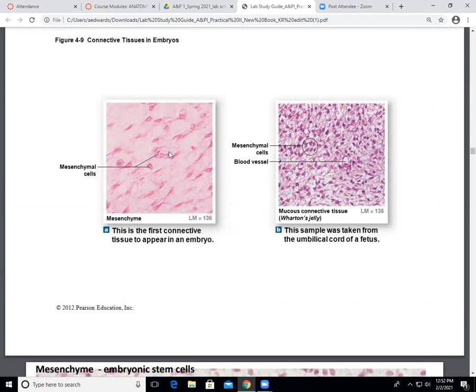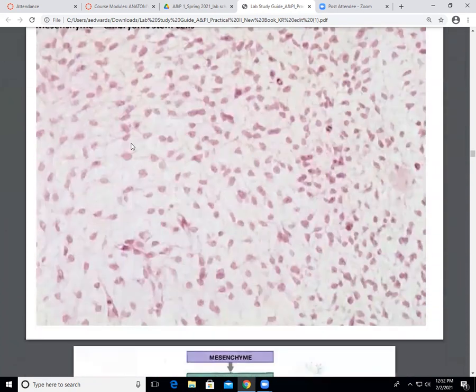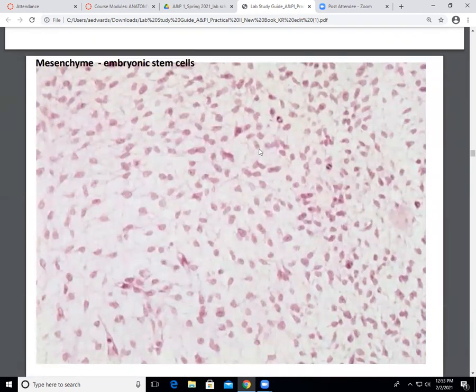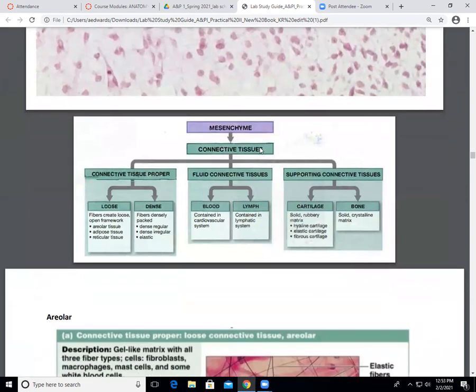To be honest with you, this is one where it's probably going to be easier to identify it based on process of elimination. I believe we've got some keys in your Canvas that'll help you break it down. If it's this, and if it's not, it's something else, and that helps. This is one where you'll probably eliminate everything else to make sure it's mesenchyme. But if you see all these little cells like that, it's mesenchyme. These are all basically stem cells, which means they can develop into different kinds of tissues.